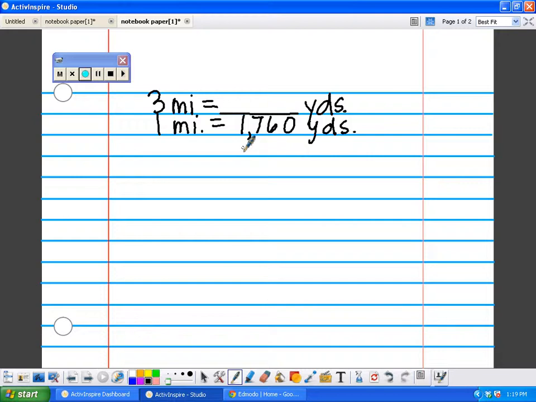Okay, what next, Sayo? I have miles and yards. What do I do next? What do I box? The 1 mile and the 3 miles. I know both of them. How do I get from 1 to 3? Times by 3. 1 times 3 equals 3.